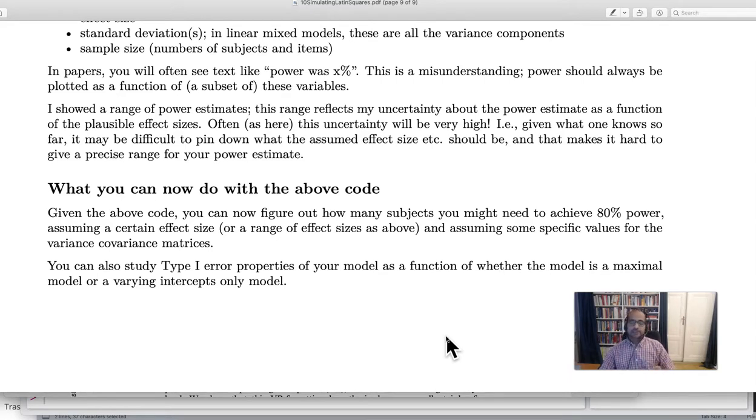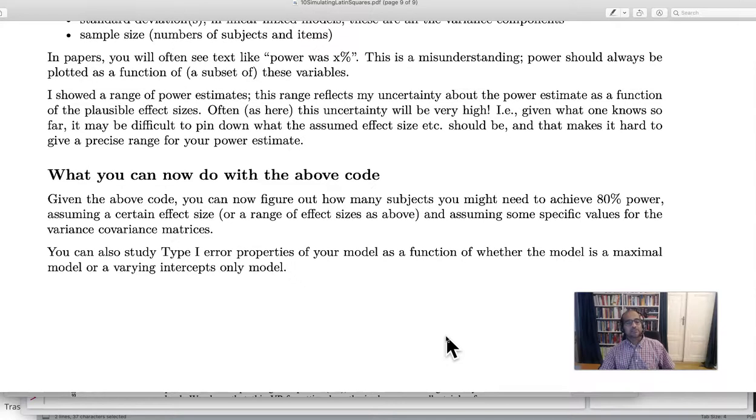One other interesting thing you can do with this kind of simulation is to study the type 1 error properties of your model. This will be a homework assignment. Okay, so I will come back to this point. That's it.